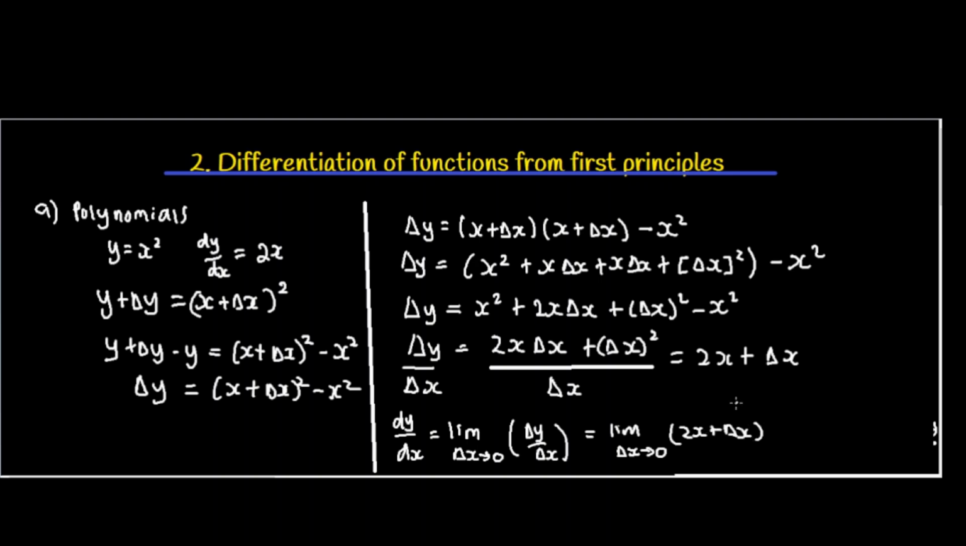And then as the change in x approaches 0, or gets closer and closer to 0, we shall only remain with 2x. This is the same as the first derivative expression we got in the first section when we used the power rule, that dy dx equal to 2x. So we are getting the same expression even when we differentiate the function y equal to x squared from first principles. And this is the derivative function, or the gradient function, of the slope y equal to x squared.